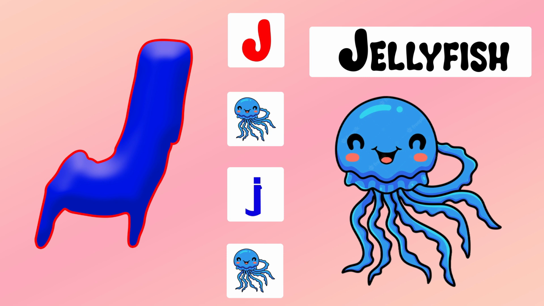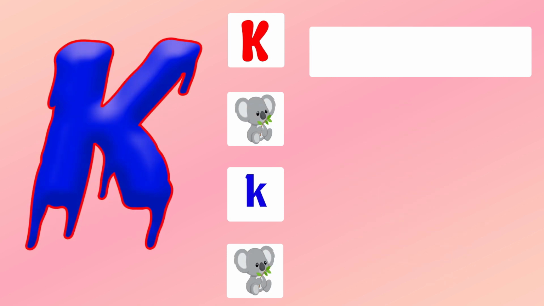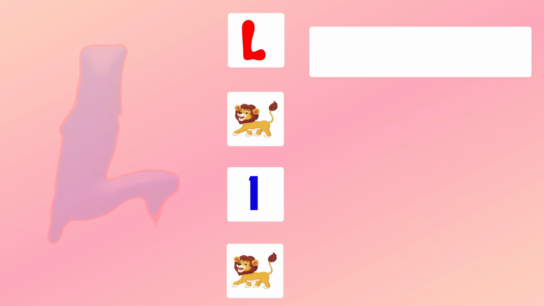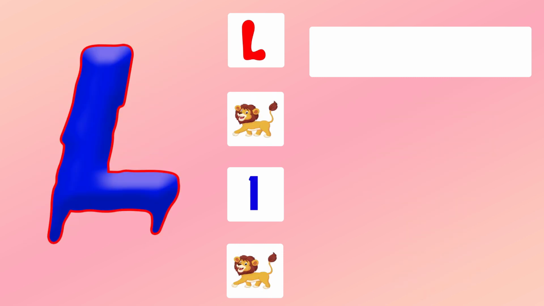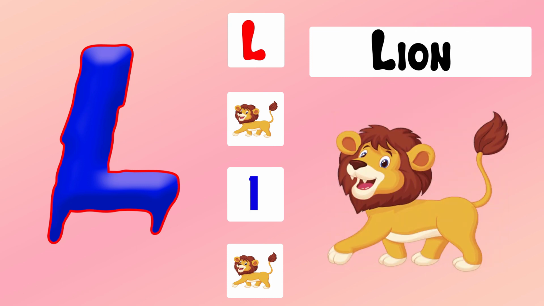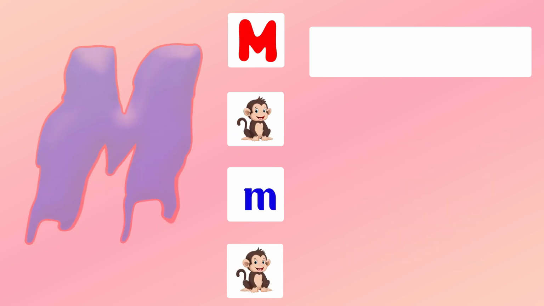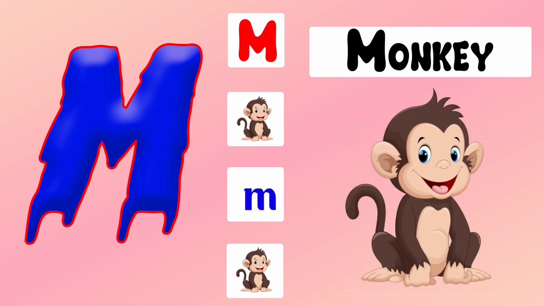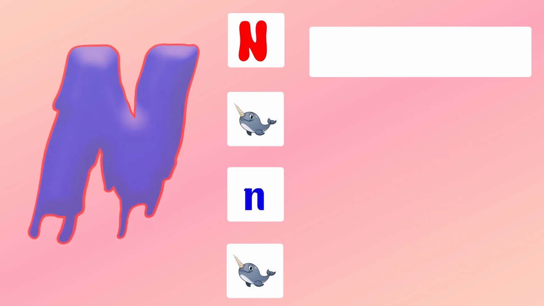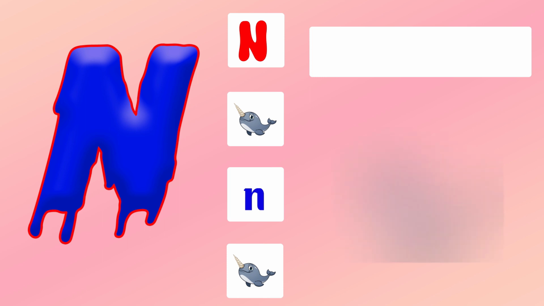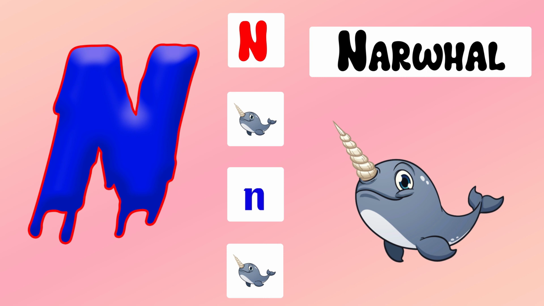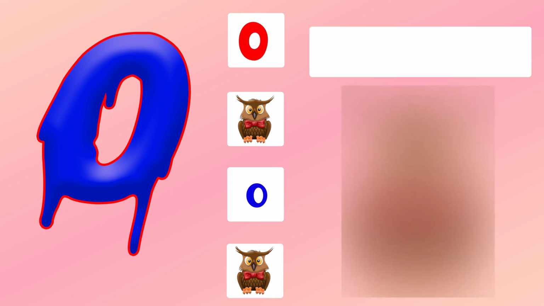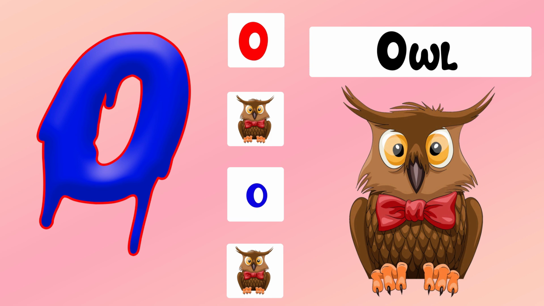J for jellyfish. K. K for koala. L. L for lion. M for monkey. N. N for narwhal. O. O for owl.